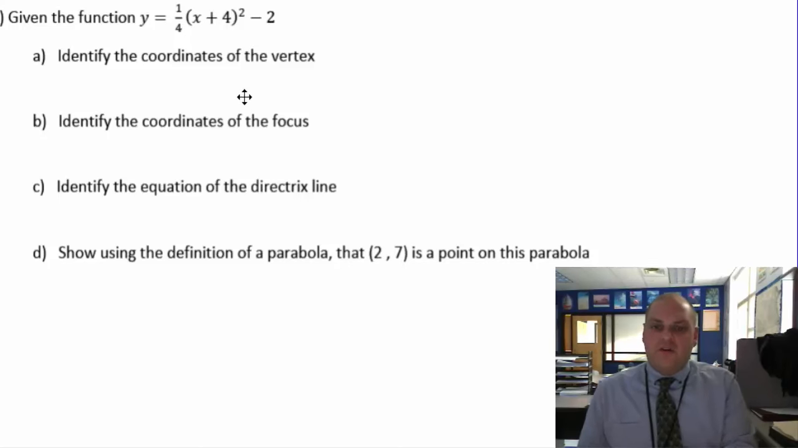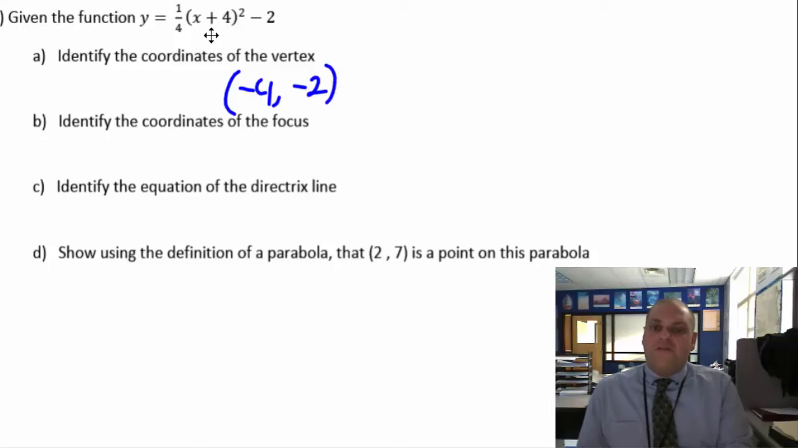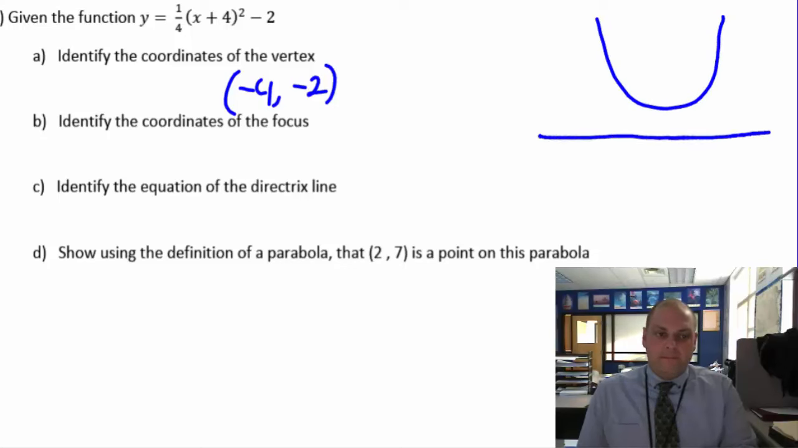Given the function, identify the vertex. Well, we already know that. It's negative 4, negative 2. The focus. Okay, so the focus, let's draw this out. We have a vertex, and it opens up. I know my vertex is, let me do it over here. My vertex is negative 4, negative 2. I know I have a focus up here.